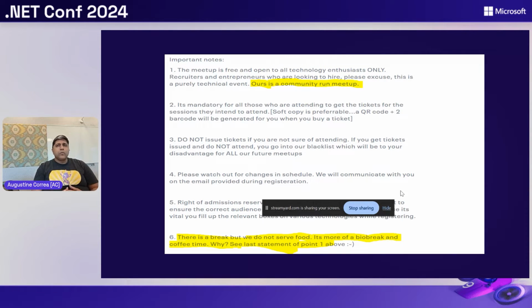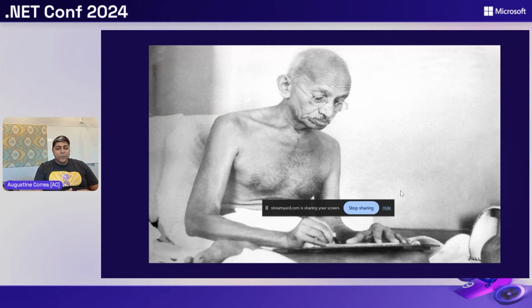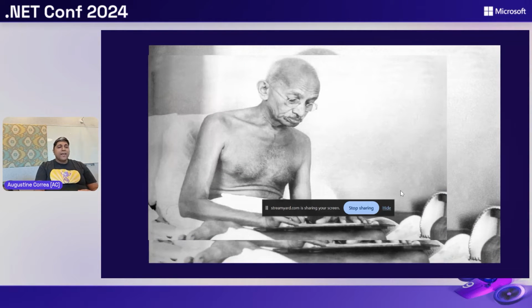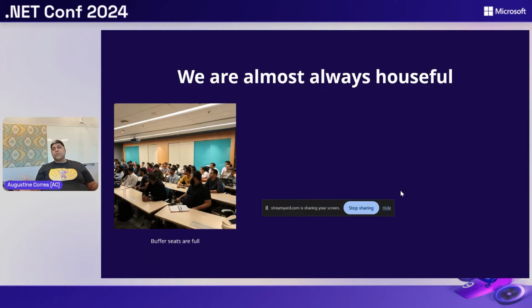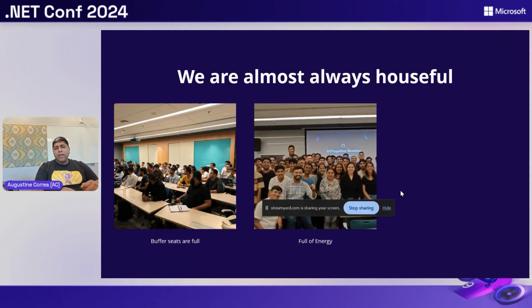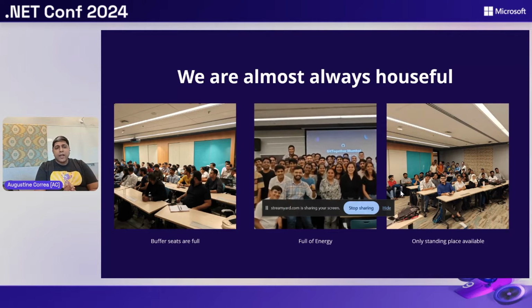Now, as an open source software community, we are a community-run meetup, so we usually don't get sponsorship. Basically we have no food, no beer, definitely no t-shirts as swag. So basically our ideal attendee profile is this guy, right? Despite that, we are almost houseful. All our buffer seats are full, there's a whole lot of energy, and it's usually standing room. These are all pictures from our last meetup.